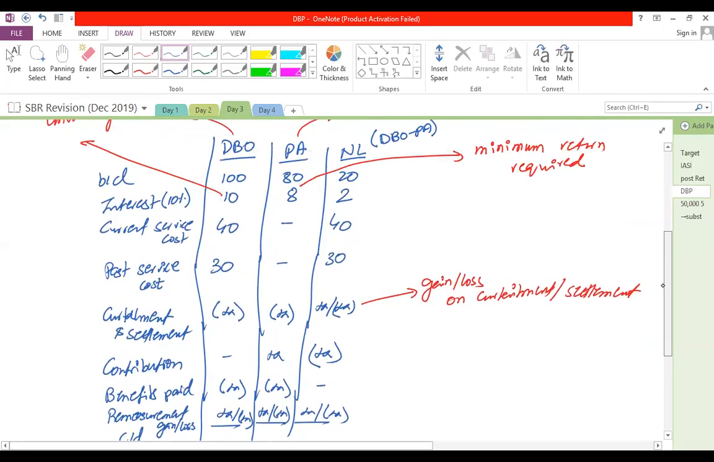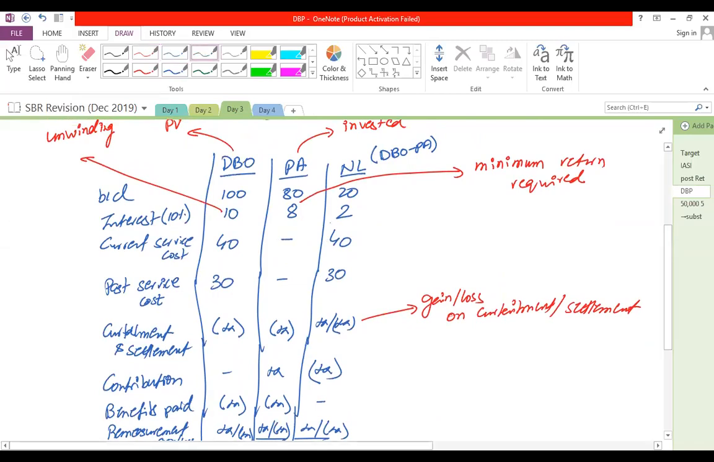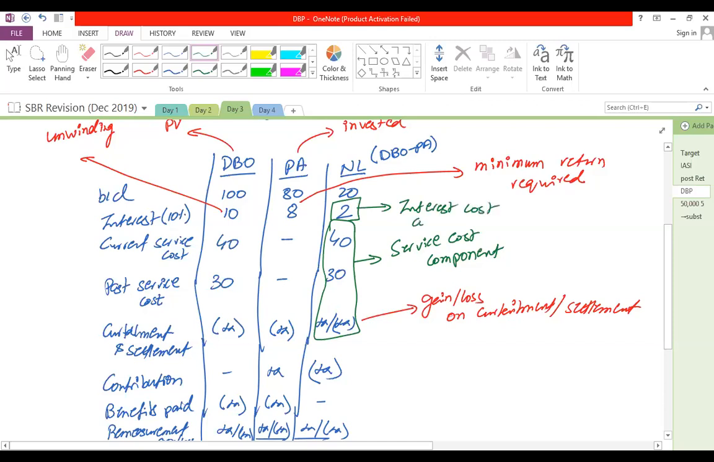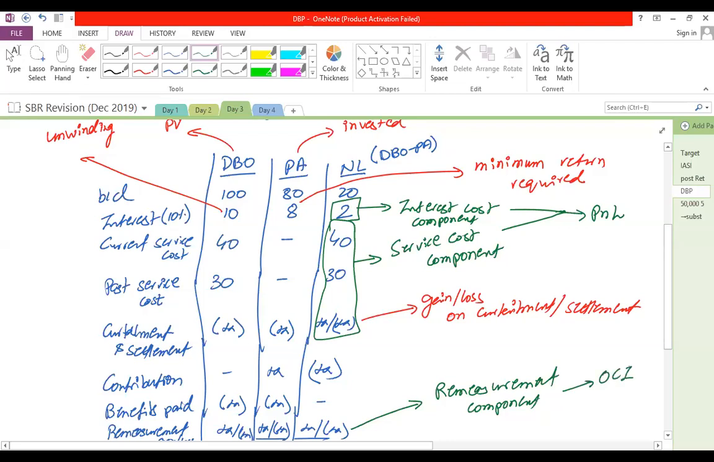Now, concluding this accounting treatment, the interest cost, current service cost, past service cost, and the gain or loss on curtailment and settlement are taken to the P&L. We call the current service cost, past service cost and gain or loss on curtailment and settlement the service cost component, and the value of interest is called the interest cost component. Both of these are taken to the P&L. And the remeasurement gain and loss is called the remeasurement component, and this is what is taken to the OCI, other comprehensive income.